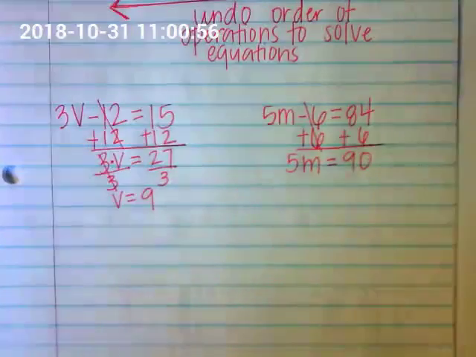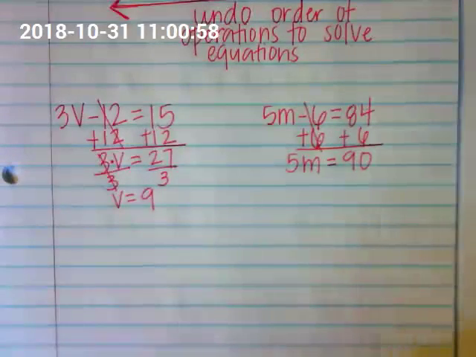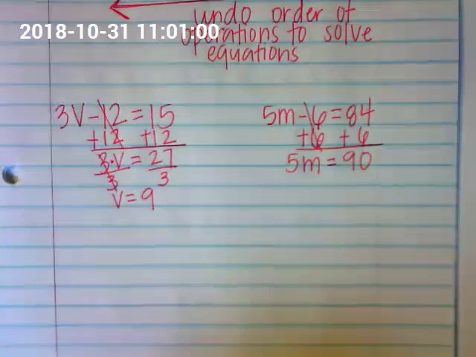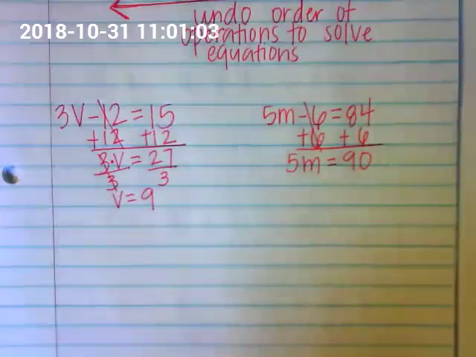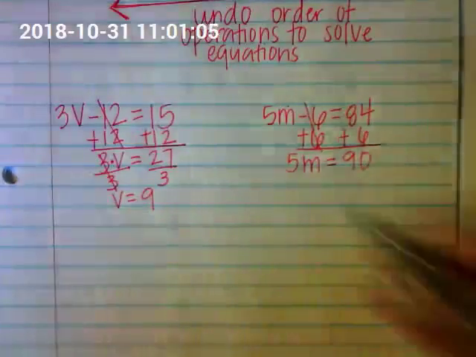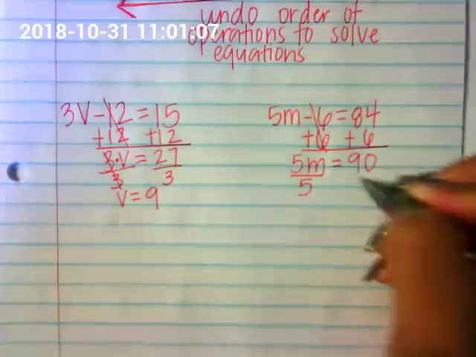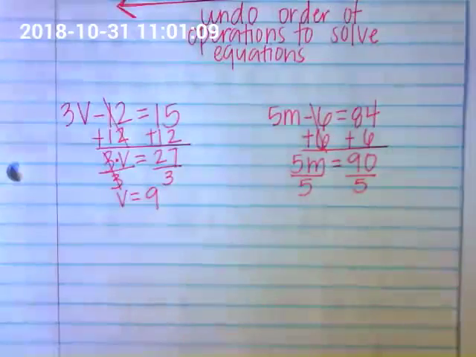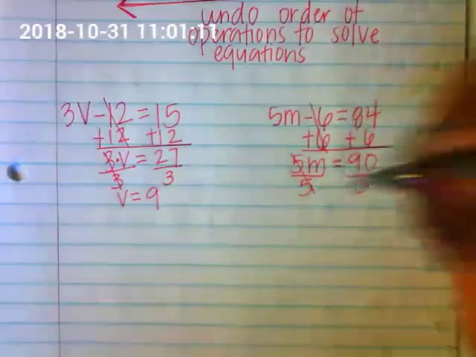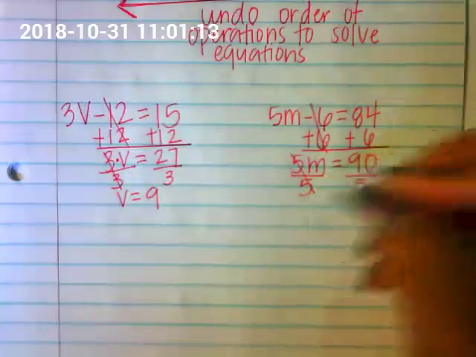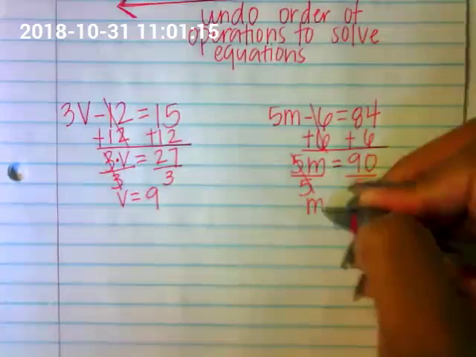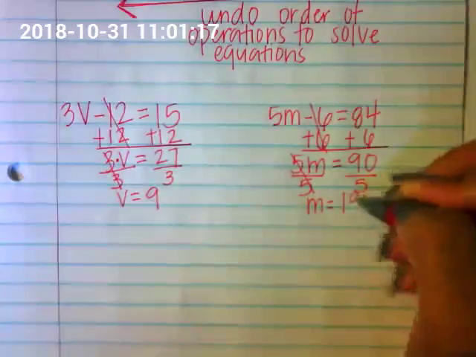We get 90. And now to solve for m, we are trying to isolate the variable. I need to do what with 5? Divide by 5 on both sides. And so 90 divided by 5 is m equals 18.